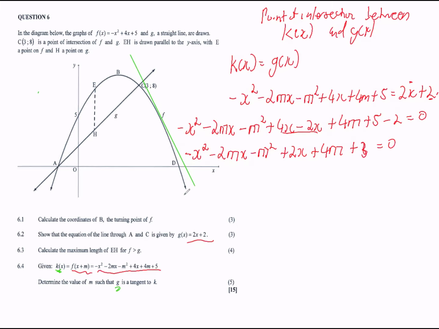Okay, so at this point, what do we do? If I just divide throughout by negative 1, so that I keep this one as a positive, this will be positive x squared plus 2mx plus m squared minus 2x minus 4m, and then minus 3 is equal to 0, right? So at this point now, what do I then do? I can just group this, right? So let me group this. With this one, I can see that we have a common factor of m.